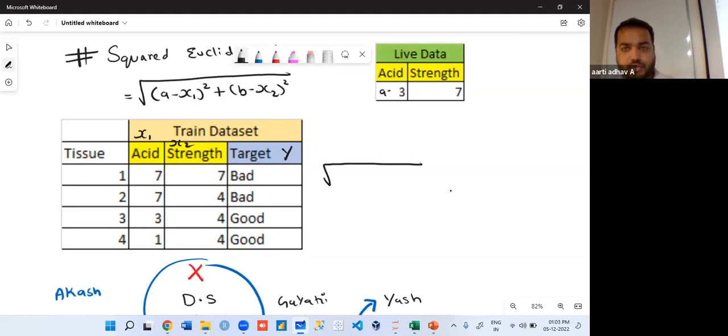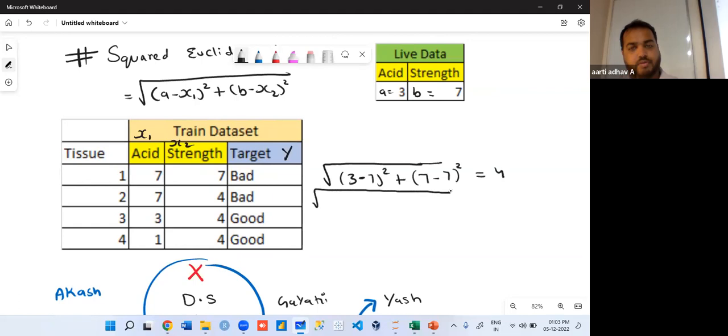This is your A and this is your B. What is A value? 3 now. (3 minus 3) square plus (7 minus 7) square. What is the answer, guys? How much? For second row. What is the answer?